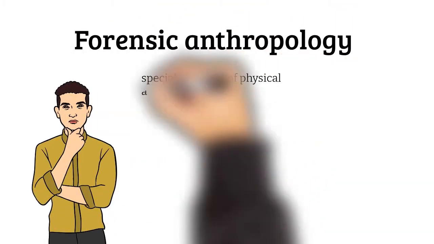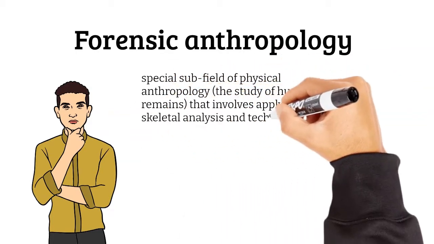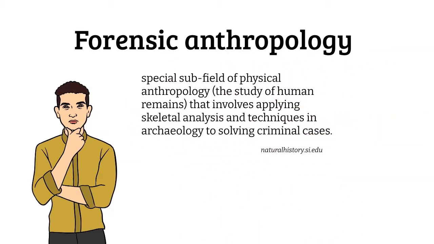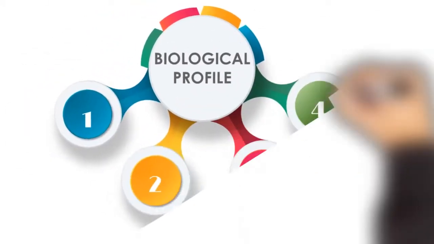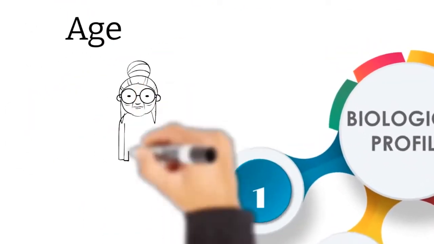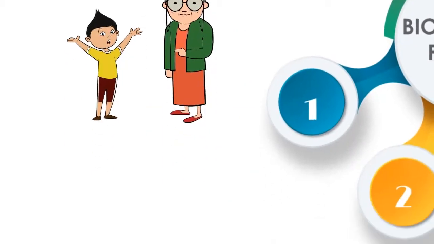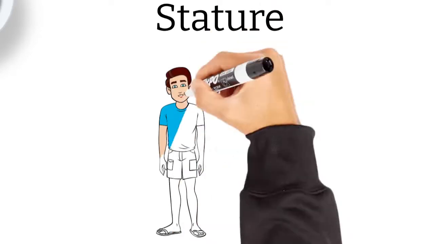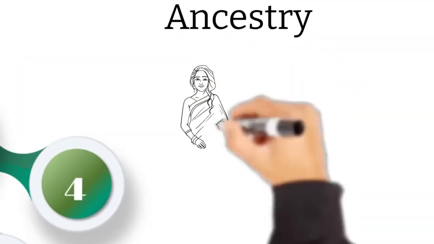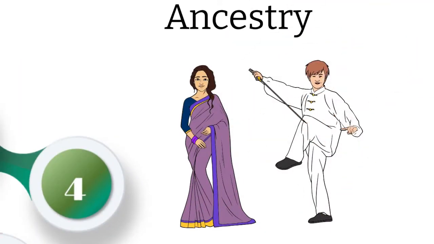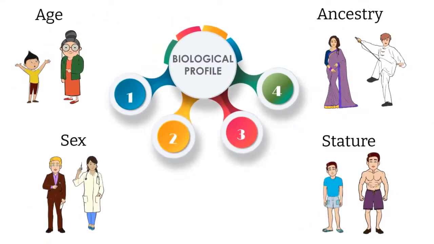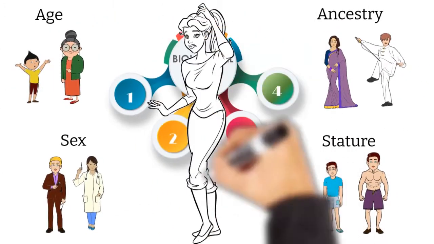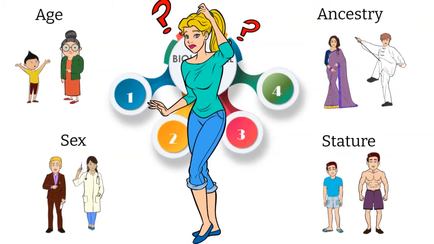It is a special subfield of physical anthropology that involves applying skeletal analysis and techniques to solve criminal cases. This is achieved by building a biological profile that is able to tell us the age, sex, stature, or even ethnicity of the deceased. Today, we will focus on using the techniques to identify the ethnicity of the deceased using a new technique of forensic anthropology.